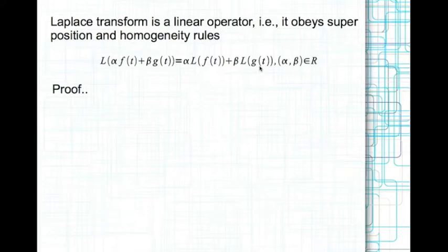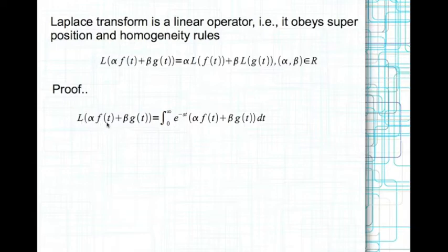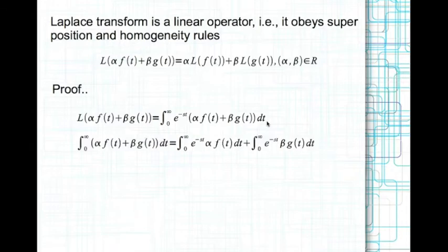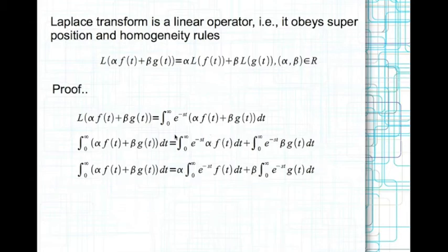How do you do the proof? You go back to the fundamental definition of Laplace transform. Laplace transform of alpha times f of t plus beta times g of t is equal to the integral 0 to infinity e to the power of minus st times alpha f of t plus beta g of t dt. Now you can take the integral sign inside with this e to the power of minus st. That's how you get this and this. Now alpha and beta are constants, scalars, so they can be brought outside the integral sign. Beta can be brought out here, alpha can be brought out here, and this is how it looks.